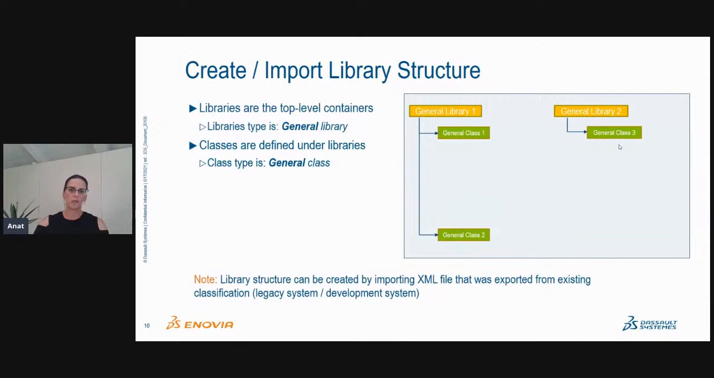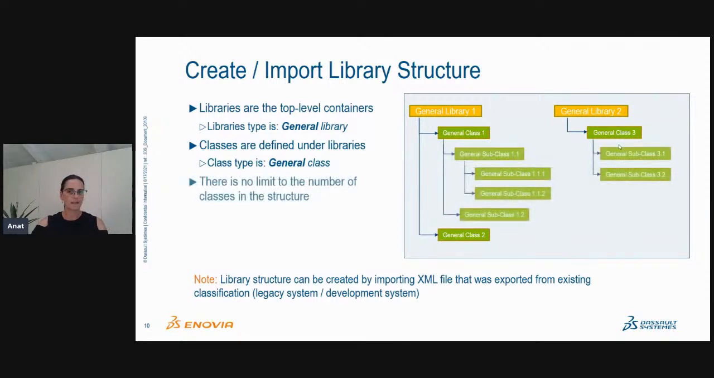So first, the top level node is the library. And below a library, we define classes as well as subclasses, which are also containers. You may have as many subclasses and classes as you wish. And as you can see here, we are using libraries and classes of type general. To create this library structure, you have two options. One is to create it manually within the application itself. And the other option is to import it based on an XML file. For example, you can set this structure in a development system, and then you want to transfer it into the production system. So you can export it from the development system and import it into the production system.